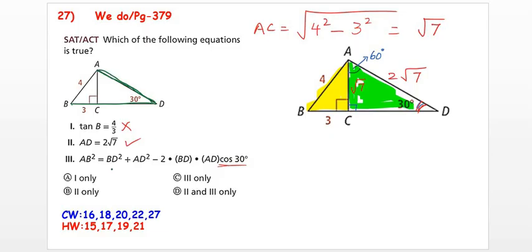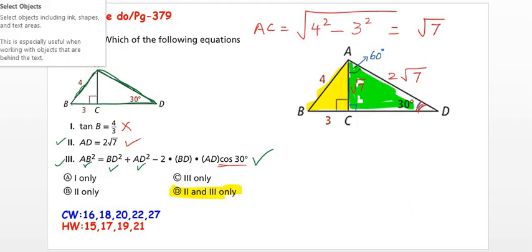Okay, so AD square, AB squared, the opposite side, this one is the opposite side. So AB squared will be equal to BD squared plus AD squared minus 2BD into cos 30 degrees. Yes, they have made use of the cosine law correctly. So which two options are correct? 2 and 3 are correct. So that's why here this D option is the correct option. Clear? Let's solve some more questions now.